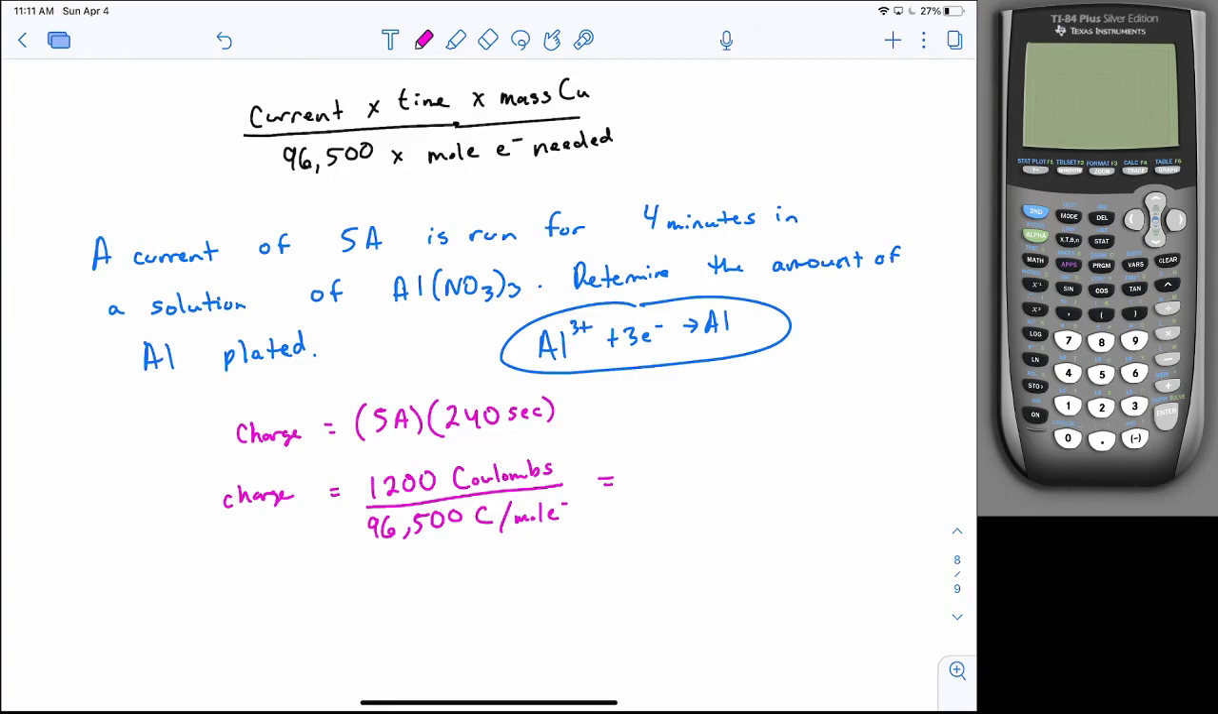Mouse, where are you? Where did my mouse go? Oh, okay, there we go.